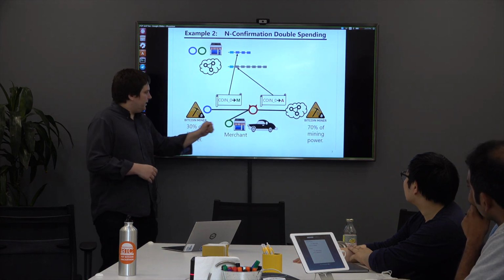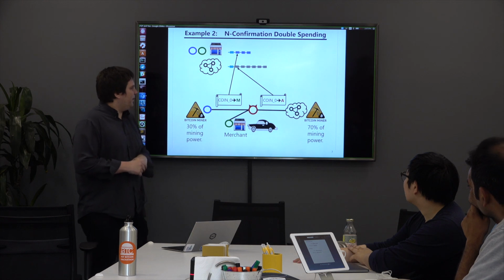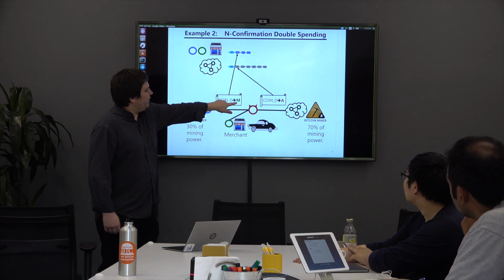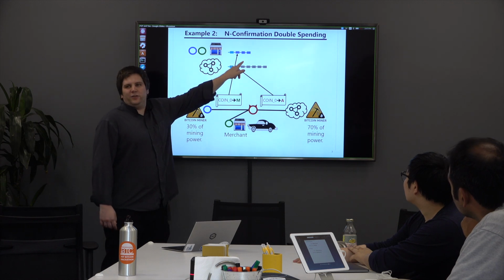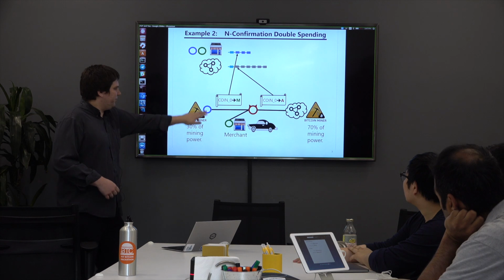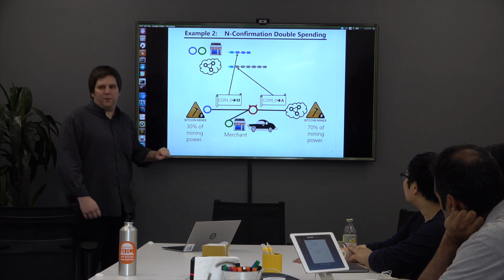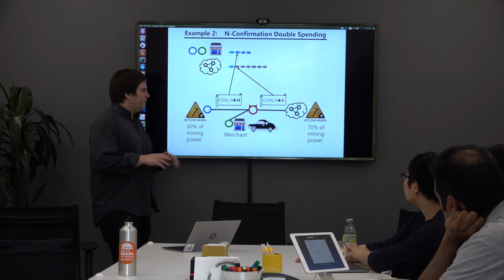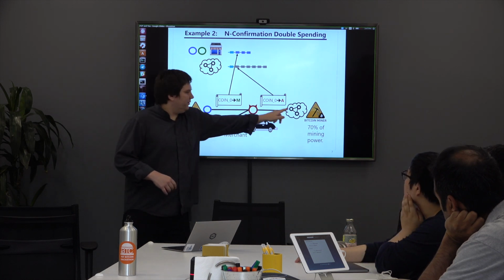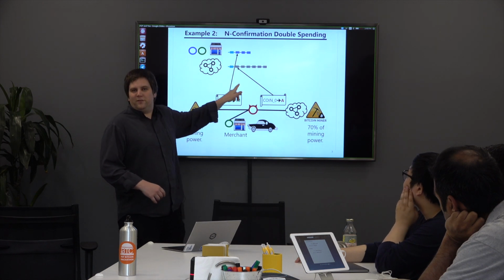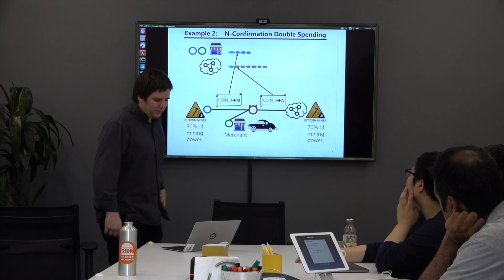And so what the attacker does is say, I want to buy a car, and shows the merchant a transaction where it spends a coin to the merchant, along with a number of confirmations on top of that. These are confirmations that are occurring by the eclipsed miner here. And the merchant's fine with that. What the merchant doesn't realize is that in the rest of the network, which it can't see, there's a double-spending transaction. The rest of the network has mined many more blocks.